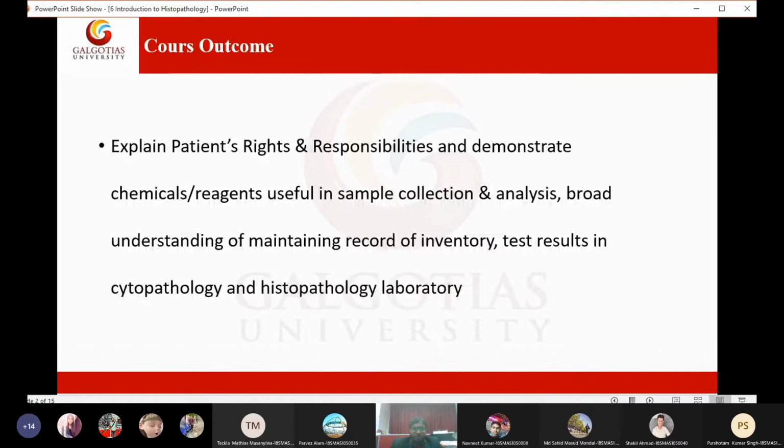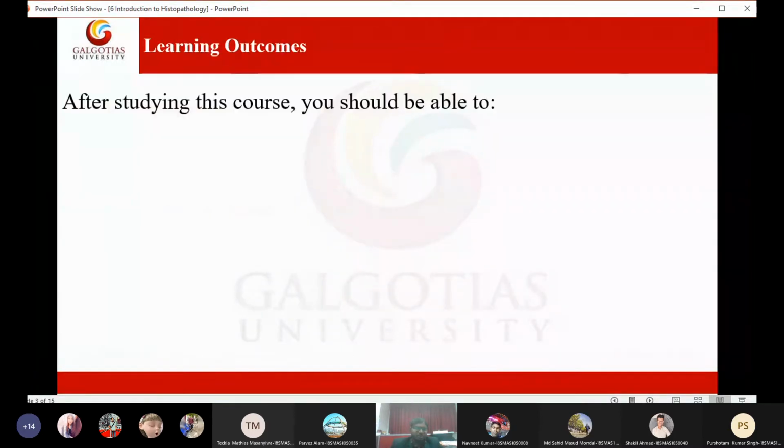This is your course outcome. Explain patients' rights and responsibilities and demonstrate chemicals and reagents useful in sample collection and analysis. Broad understanding of maintaining the record in inventory and test results in the cytopathology and histopathology laboratory. Here you can find this one histopathology topic at the end of the course outcome. That is what we'll discuss in today's lecture.